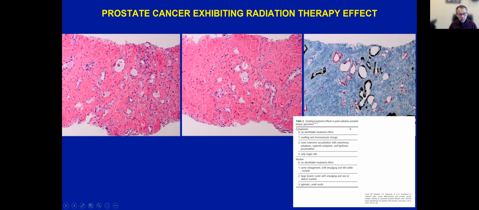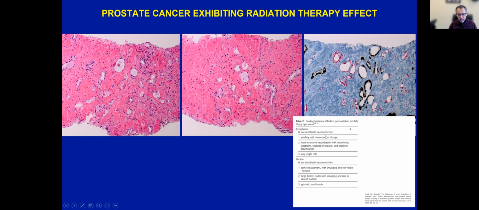Nuclear atypia is going to be very uniform compared to the very random atypia that you see in atrophic glands if there is a radiation therapy effect. And if you are in doubt, markers can be extremely valuable, but this is basically a dying cancer, so you do not want to grade this type of cancer.